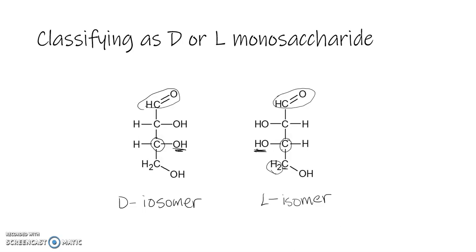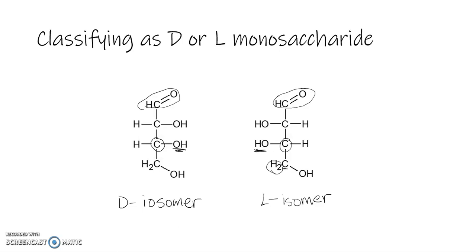Now, why does it matter whether you have a D or an L isomer? Well, D isomers are the ones that are most commonly found in nature, and so your body for sure can tell the difference between the D isomer of a monosaccharide and the L isomer, and it's going to use up and produce these D isomers.